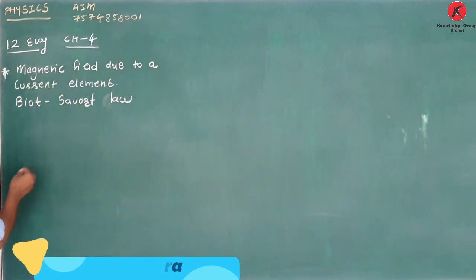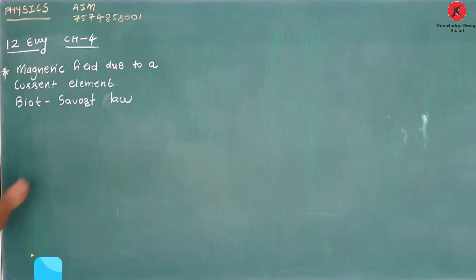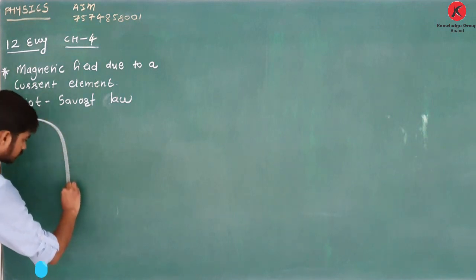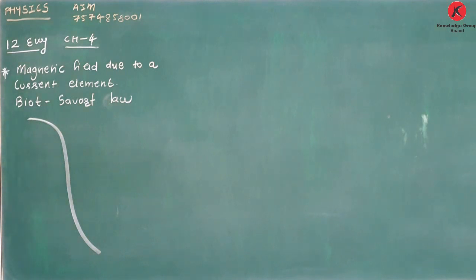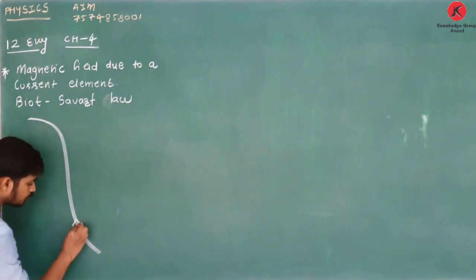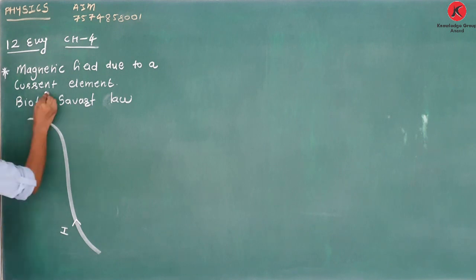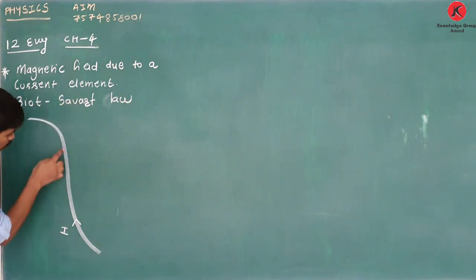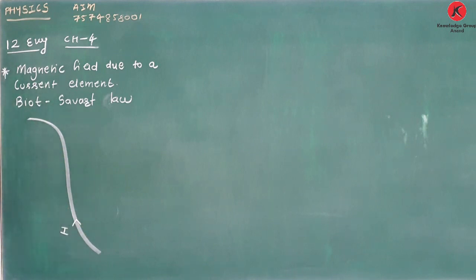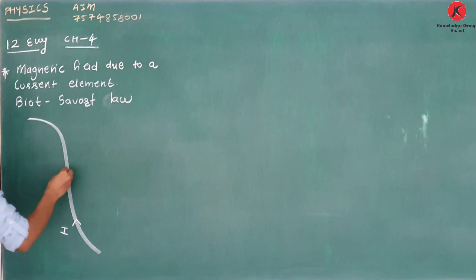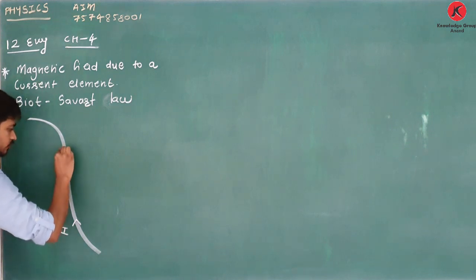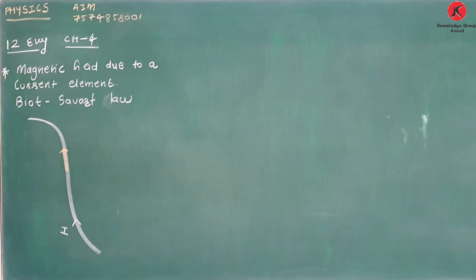See here, we have one conductor of arbitrary shape. Current flowing in this direction is I. So the first point that you have to understand is what is a current element. On this wire, I am taking one small element, a very small element, of length dl.